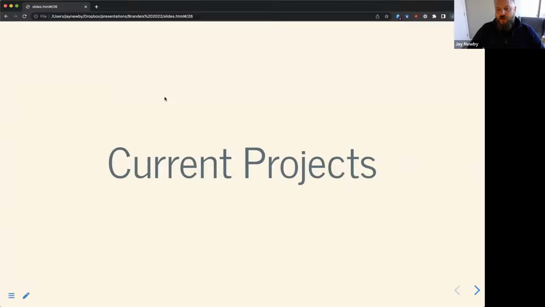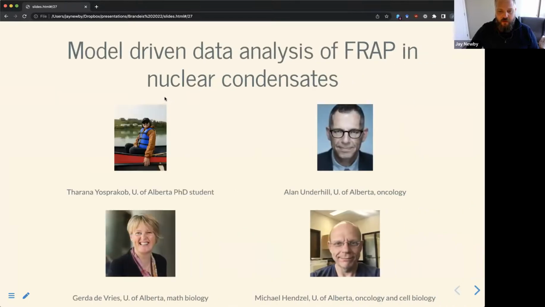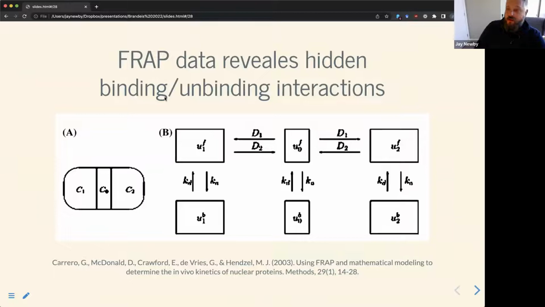All right, so my work on trying to understand the organization of the nucleus has moved on. I'm now working with my colleagues here at the University of Alberta. Tharana is a PhD student working with Gerda de Vries and me. And then we are working with our biology collaborators, Alan Underhill and Michael Hensel, who've been working in this space for a long time. And so has Gerda.